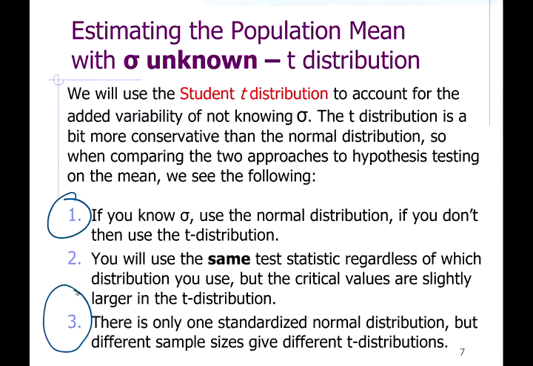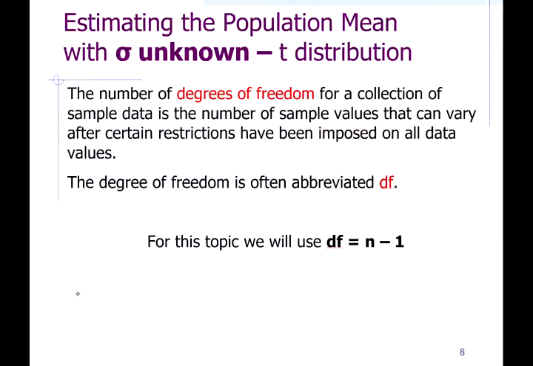One term we have not used yet is degrees of freedom. The degrees of freedom for a collection of sample data is the number of values that could vary after certain restrictions have been imposed. This is not always the formula for degrees of freedom. This is just for this specific case. Later topics in different contexts will use different formulas. But for confidence interval estimates of the mean, the degrees of freedom is just n minus 1, and that's it. One less than your sample size. If you have 100 in your sample, you have 99 degrees of freedom.